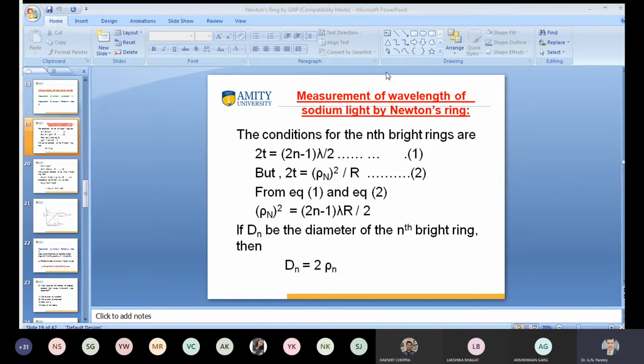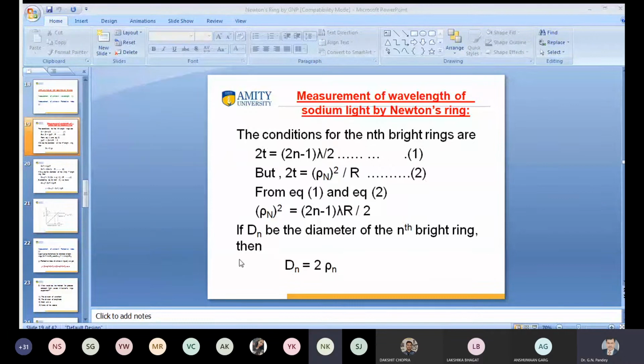Already I discussed that for the bright ring, 2t is equal to (2n minus 1) lambda by 2. I also discussed that 2t is equal to rho n square by r. So, using this equation, you can write rho n square is equal to (2n minus 1) lambda r by 2. No problem. Okay, clear? I hope clear.